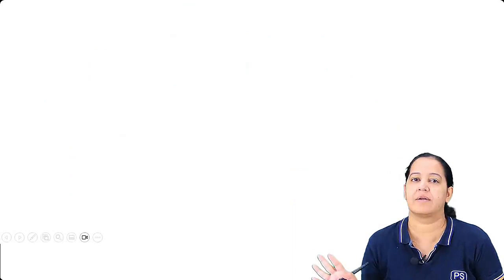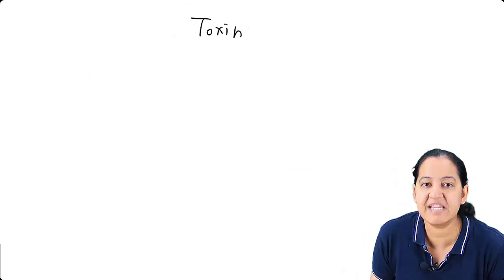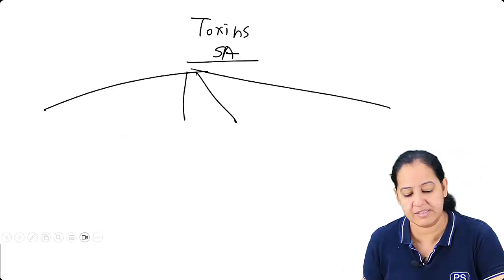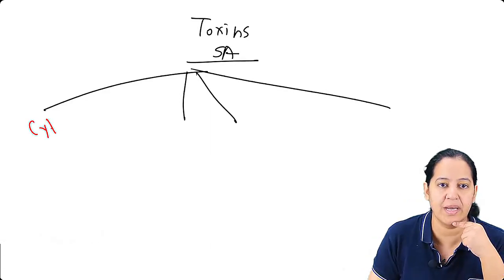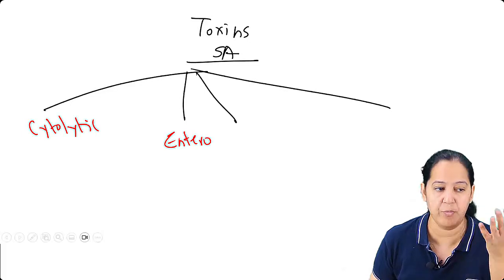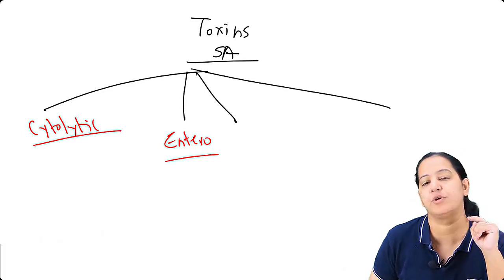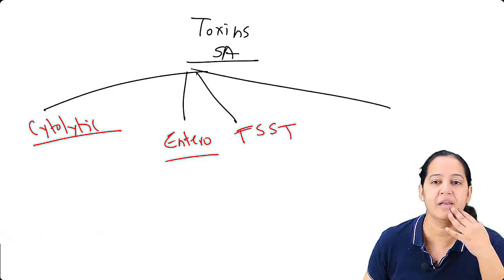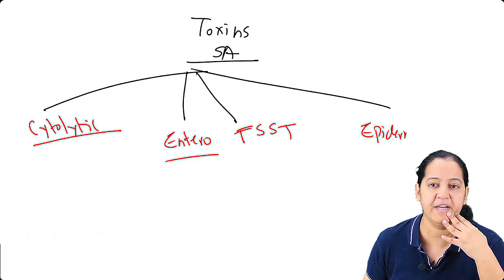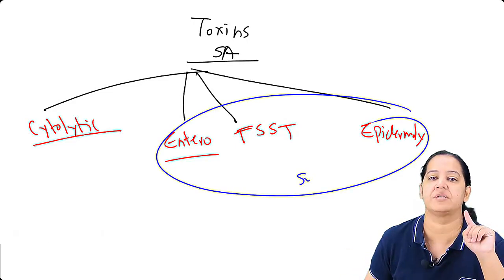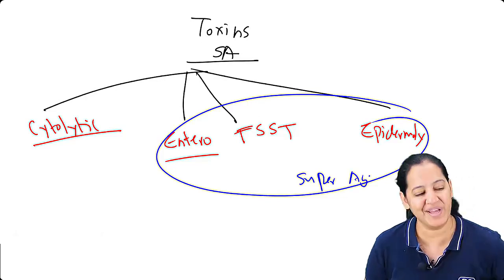So the toxins are done. Can you please enumerate and help me? Tell me the 4 toxins of the Staph aureus. The first toxin is cytolytic, this will cause pus. The second toxin is the enterotoxin, this will cause food poisoning. The third one is the toxic shock syndrome toxin. It will cause toxic shock syndrome. And the last one is the epidermolytic toxin. It will cause SSSS. Out of them, these 3 are super antigens. Just learn that. Okay, this is all about toxins.